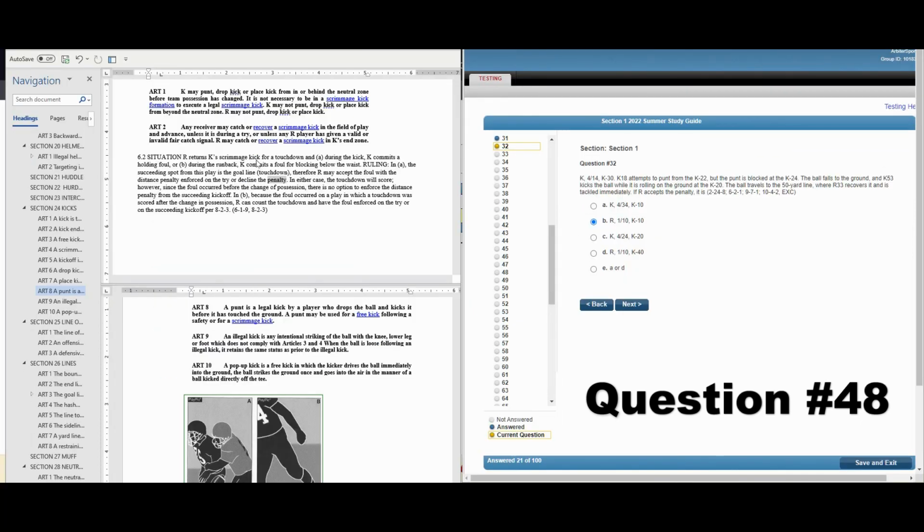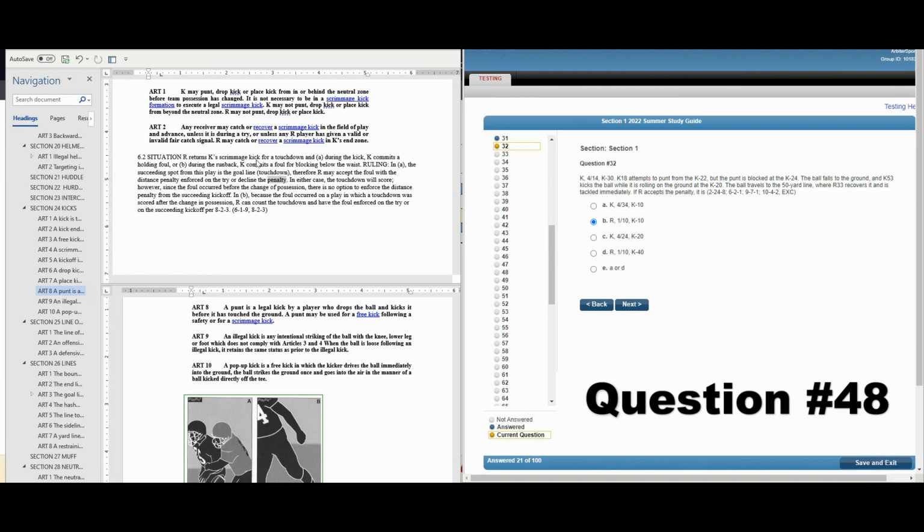Okay, question 32. K has 4th and 14 from the K30. K18 attempts to punt from the K22, but the punt is blocked at the K24. The ball falls to the ground, and K53 kicks the ball while it is rolling on the ground at the K20. So it's still behind the line of scrimmage, right? The ball travels to the 50-yard line, where R33 recovers it and is tackled immediately.